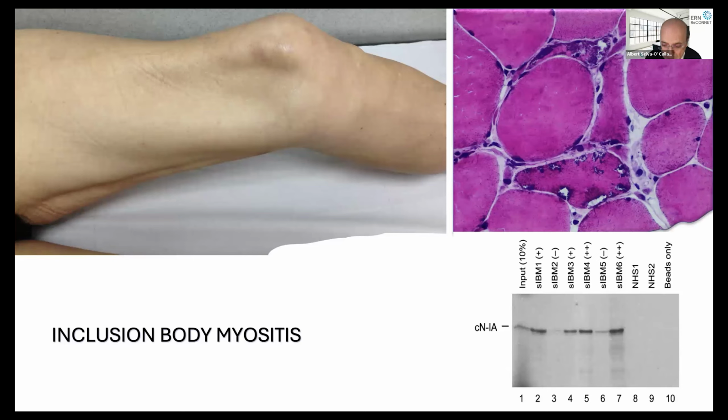In inclusion body myositis, the antibody that we have to help us with the diagnosis is not very specific. Anti-CN1A is positive and may help in a specific clinical context, but it's positive also in other diseases, for example, Sjögren disease or lupus, so it's not very specific, even though it may have a role in the diagnosis of patients with a suspicion of IBM.